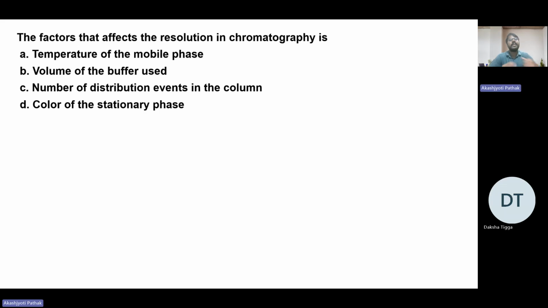So what are the factors that will affect the resolution in chromatography? The temperature of the mobile phase, the volume of the buffer used, the number of distribution events in the column. Just now we learned that this depends on the number of theoretical plates or number of distribution events in the column. So the answer is the number of distribution events in the column. The others are false statements. Option C.